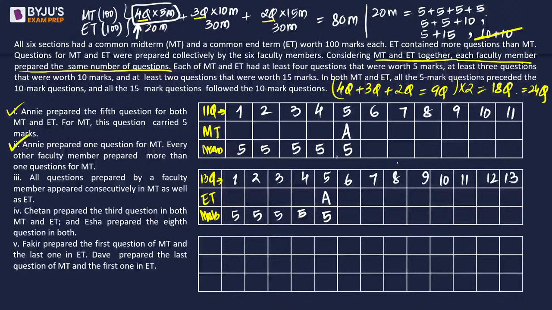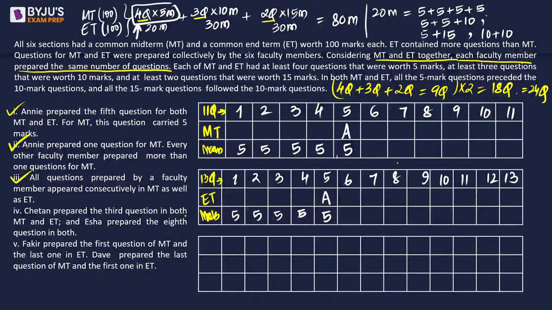Okay. नहीं, 5 के बाद 10 हो सकता है. We need a 6. Very much possible. Next is Annie prepared 1 question for MT. So Annie is done. All questions prepared by faculty member appeared consecutively in MT and ET. चलो ये भी पता है.